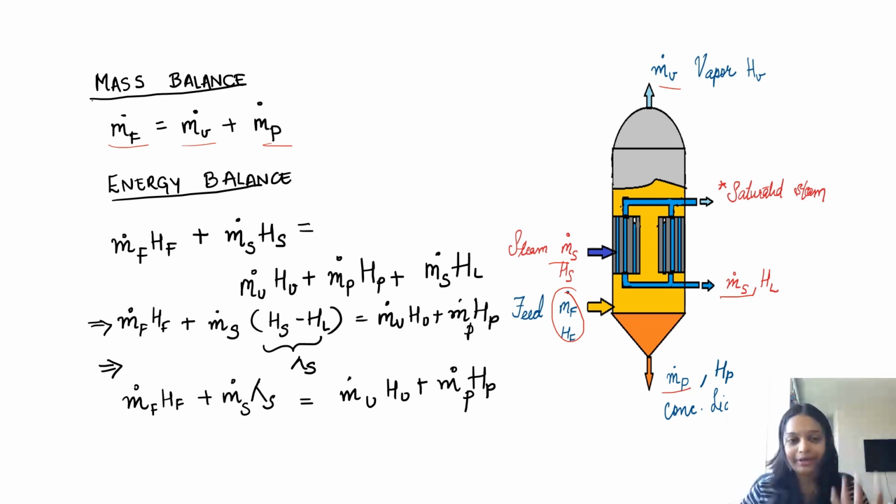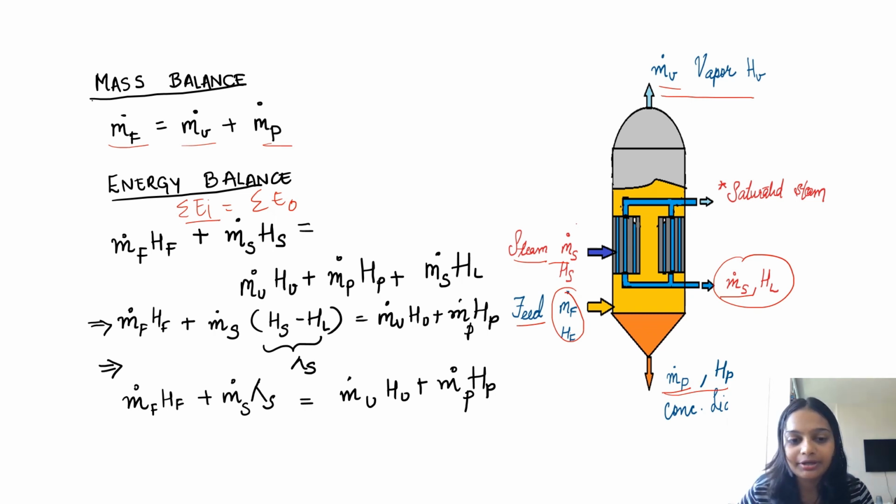Now when we're talking about the energy balance, we know energy in equals energy out. So what is the energy in over here? It is mf into hf plus ms into hs, that is the heat of the feed and the steam, which is equivalent to mv hv plus the product heat, that is mp hp, plus ms hl. So all these h terms are the enthalpies of the feed, steam, vapor and product.